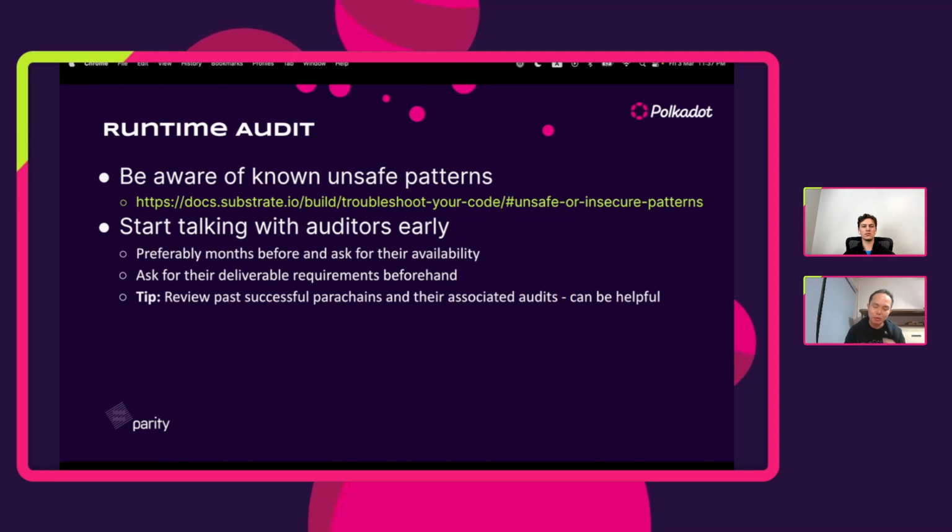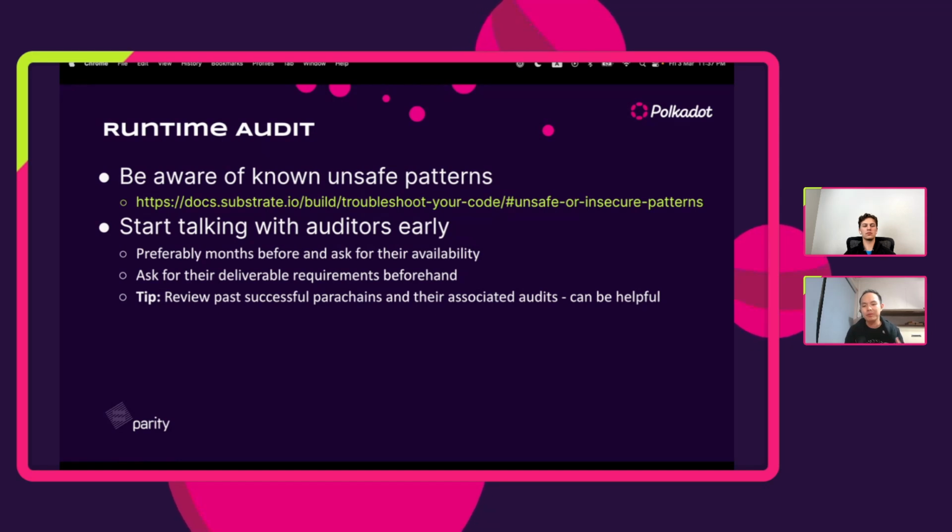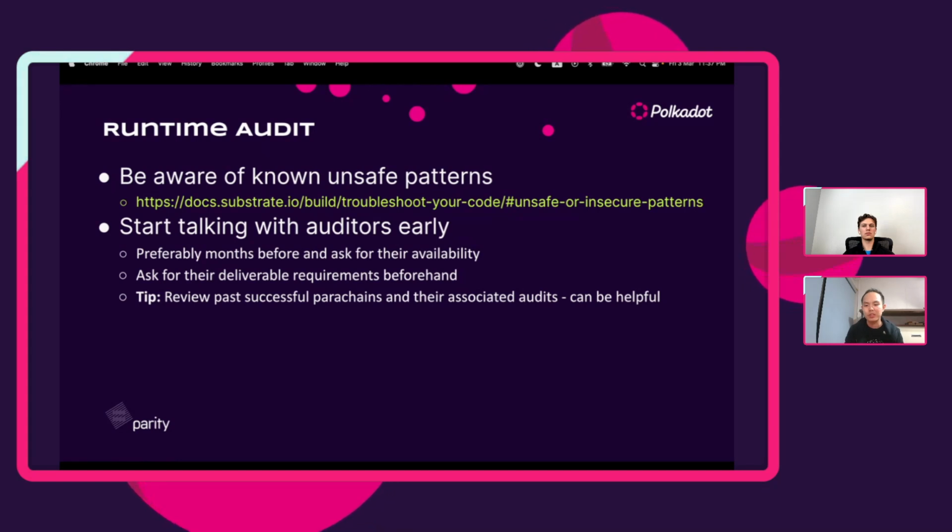Now, you would also probably definitely ask them for exactly what kind of requirements they might expect from you. And one way to also think about which auditors is to review the past parachains that are successful and their associated audits. That can be helpful to actually understand which auditors are more reputable, which ones will be able to help you in this journey. But yeah, if you need a recommendation, don't hesitate to reach out to us. But like we say, these are not endorsements. It's just ways that we connect you to the relevant teams that can help.